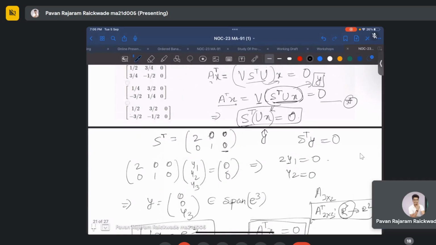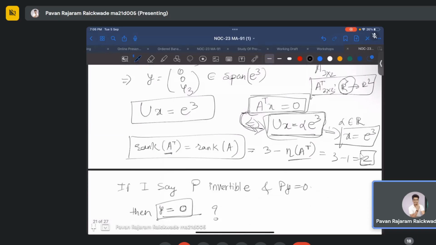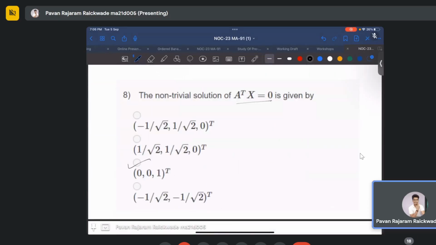Sir, please repeat. Okay, I'll repeat. So what we have observed is, see, A transpose X equals 0 if and only if X is e3. Do you agree with this? We just solved this. What does that mean? What is the nullity of A transpose? Correct? Yes, sir.